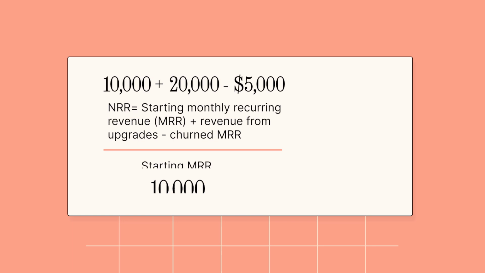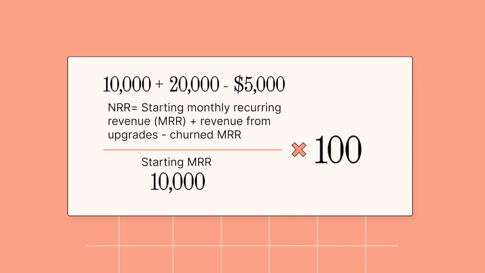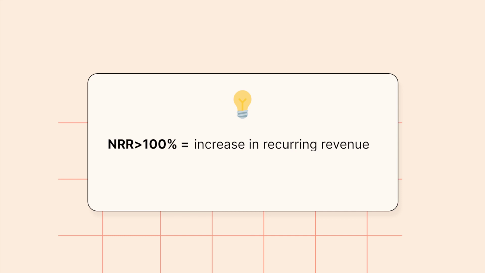Say your business brings in $10,000 at the beginning of January. In the middle of the month, customers purchase more products and add $20,000. However, some customers stop doing business with you and you lose $5,000. We get $25,000. Then we divide by 10,000, our starting MRR, and multiply by 100 to get a percentage. Our final NRR rate for January is 250%, a healthy NRR. A rule of thumb to follow is an NRR rate above 100% means your business is in good health and expanding. An NRR below 100% means customers are churning or downgrading.